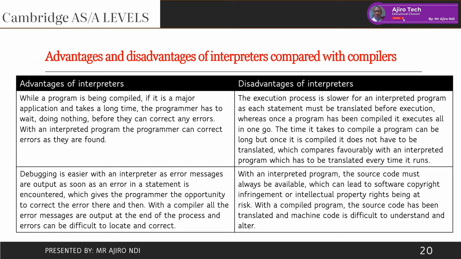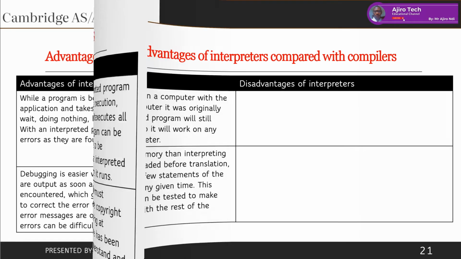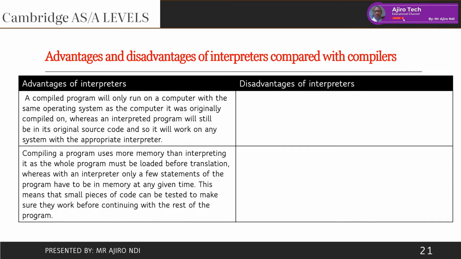A disadvantage here is the fact that with an interpreted program, the source code must always be available, which can lead to software copyright infringement, or intellectual property being at risk. It has to be available. You have to go back to the back end and all of that, and before you know it, people could just copy it.